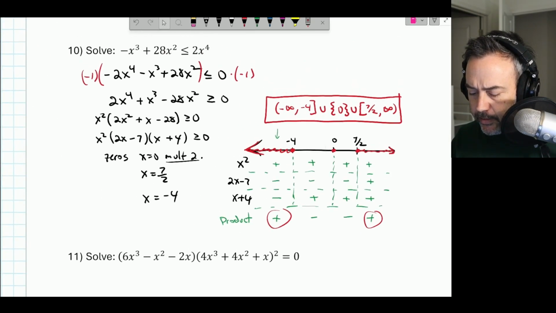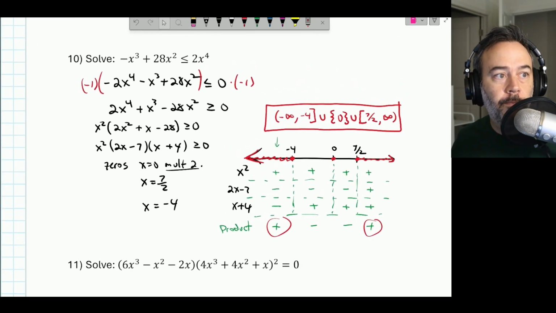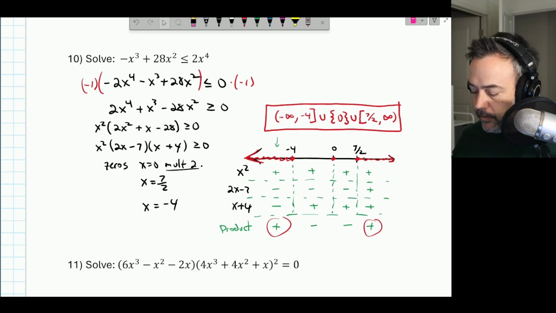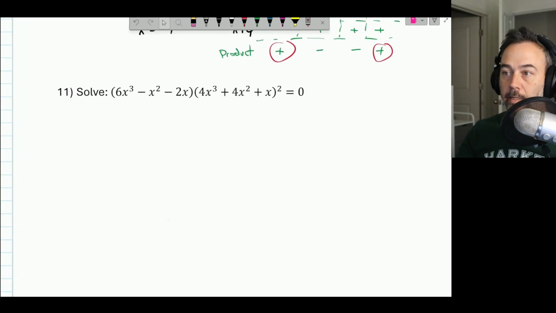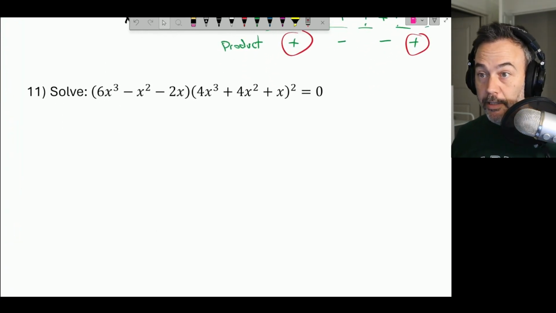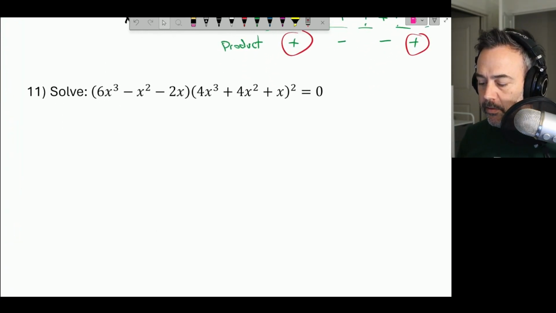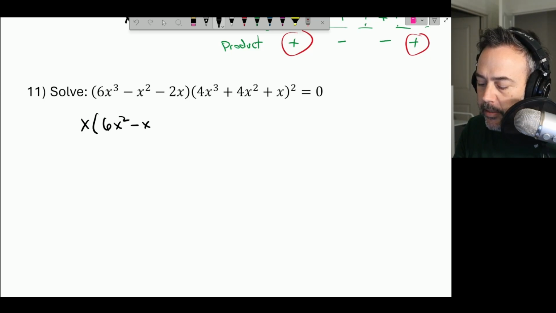Okay, which number was this? That was number 10. Yep. Double checking my signs and everything. Yeah, good. Okay, cool. All right, solve this equation. This is an equation, and we're solving it. To solve it, we just need to factor. I notice there's a common factor of x here. 6x squared minus x minus 2.